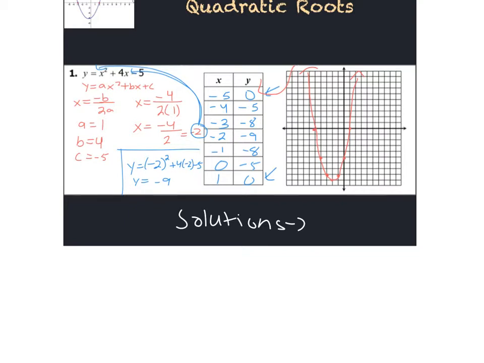Now there are 2 ways of writing this. You could just write the ordered pairs, which would be -5, 0, and 1, 0. Or you could just put the x-intercepts are -5 and 1. Whatever way you prefer. But we have 2 solutions, 2 quadratic roots.